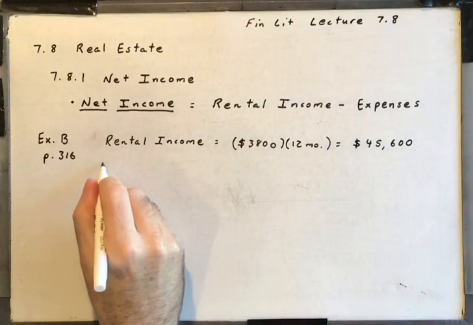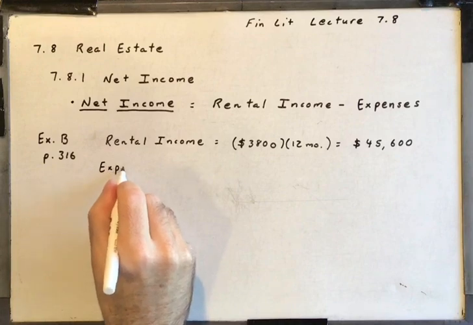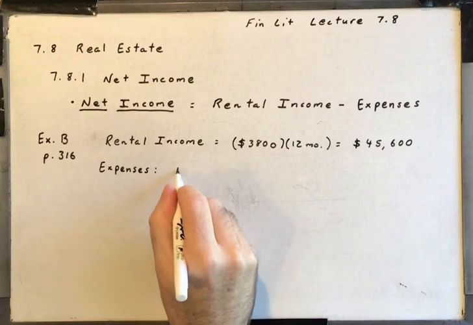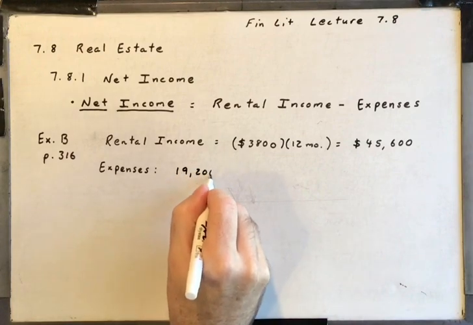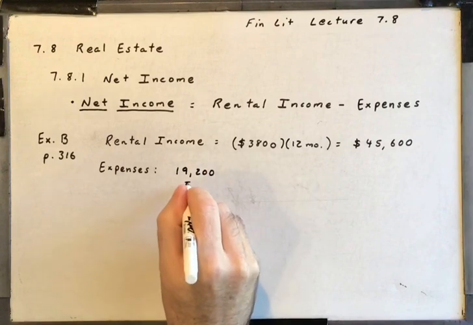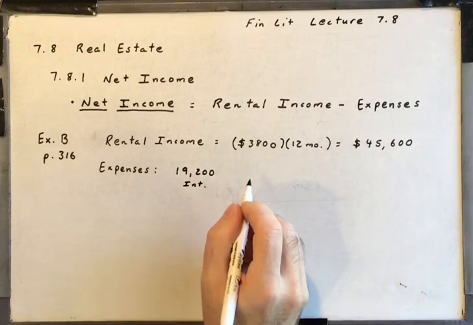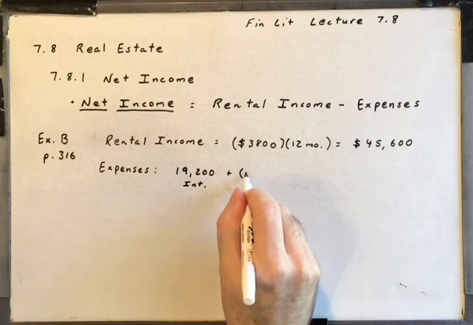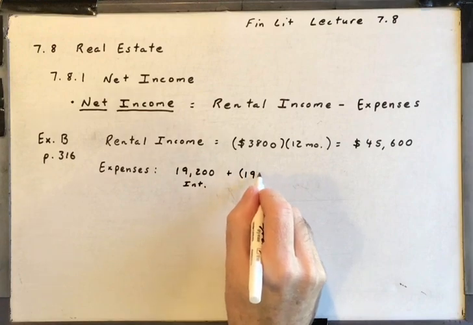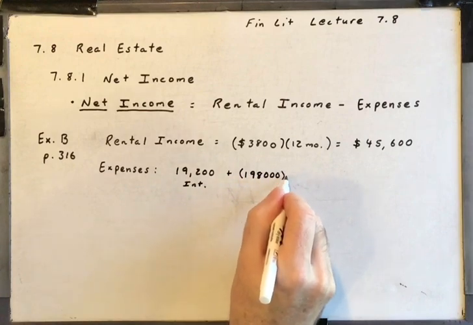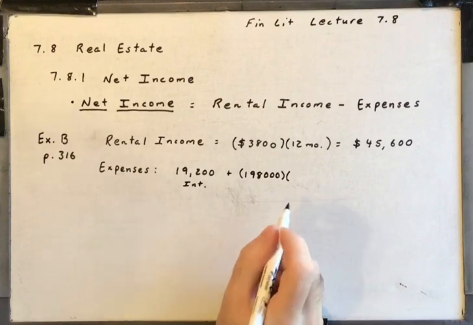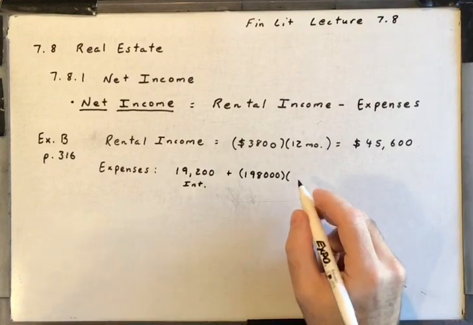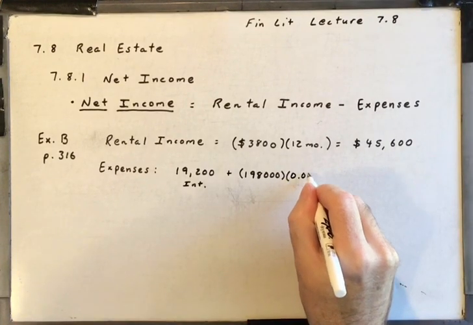All right, his expenses. So we have interest of $19,200. I'm just going to label that INT for interest. We have depreciation. So it says the house is worth $198,000. So you don't use the $288,000. A lot of that is the value of the land. So the land won't depreciate. And that is 3% a year, so times 0.03.